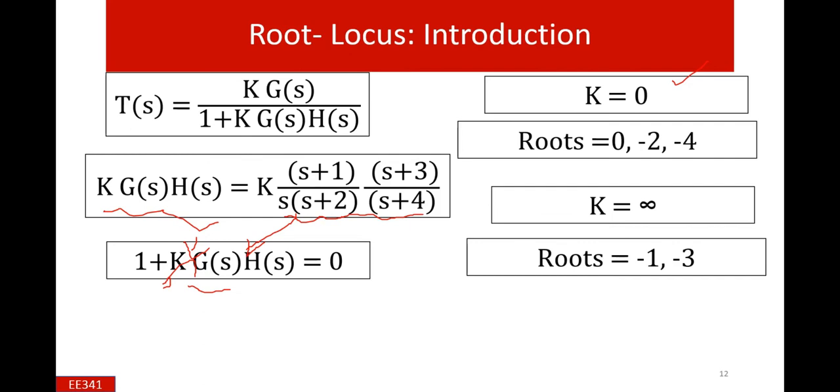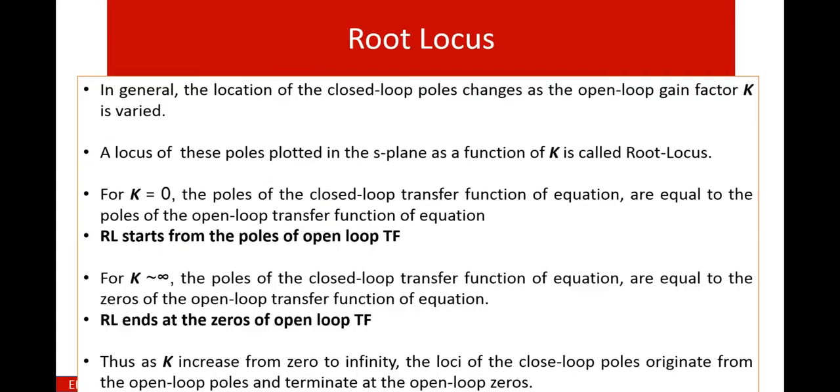Usually the number of poles is greater than the number of zeros in the open loop transfer function. So usually this happens, and this is the concept related to the root locus, and this is the starting point of the root locus. The whole story of the root locus is clear from these statements.